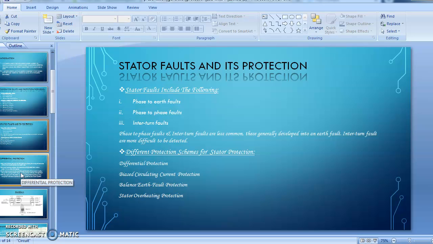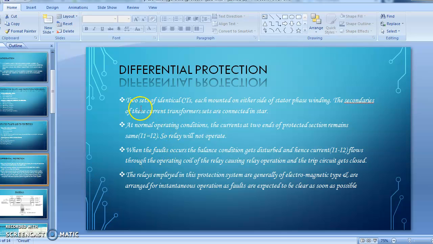Then come to the next point, that is the differential protection scheme. Like whatever I was discussing with you, in the differential protection scheme there are two sets of identical CTs, mounted on the stator phase winding, and the secondaries of these current transformers are connected in star. This type of protection scheme is very much useful for alternator protection. Now rather to say generator protection, generally as an alternator, the synchronous generator we are using for generating stations as per our concern.